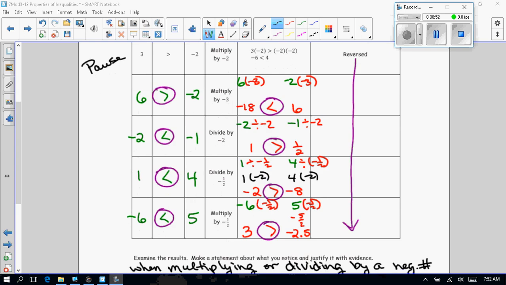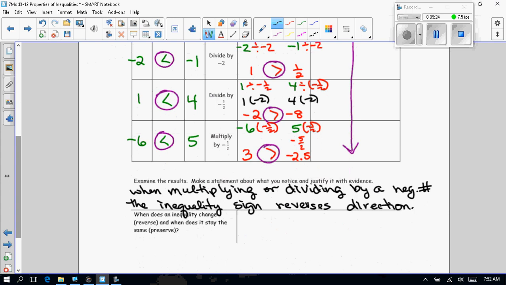Okay, so here's my work again. My 6 is greater than -2 becomes -18 is less than 6. It's reversed. -2 is less than -1 became 1 is greater than 1/2. Again, the sign reversed. 1 is less than 4 became -2 is greater than -8. The signs are reversed. And -6 is less than 5 becomes 3 is greater than -2.5. Again, the sign is reversed. So what you notice is that when multiplying or dividing by a negative number, right, all of those had negatives in it, the inequality reverses the direction.